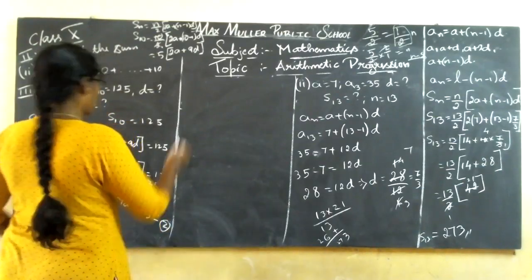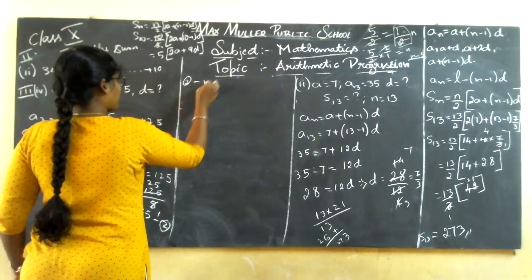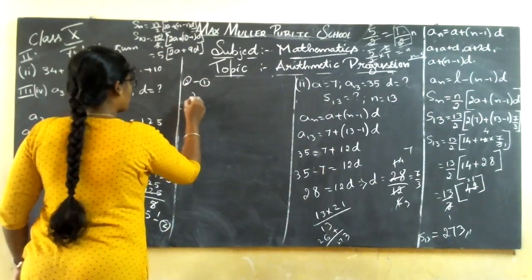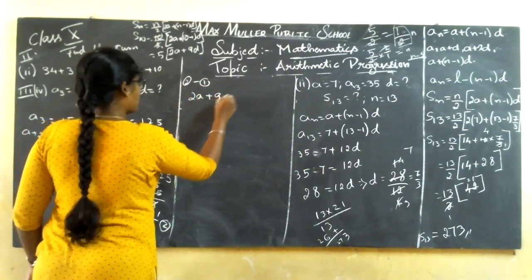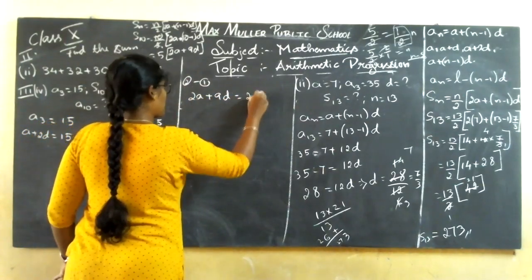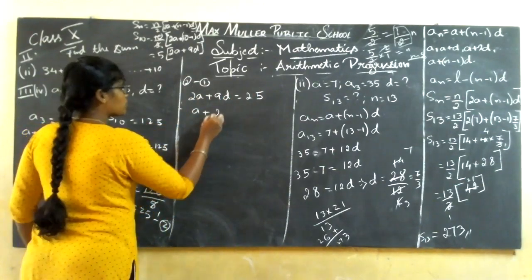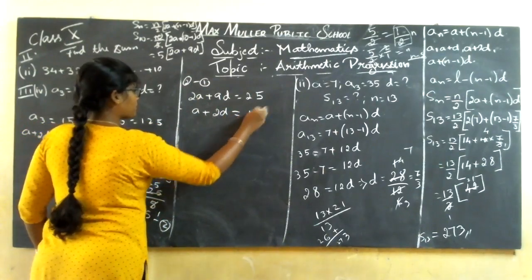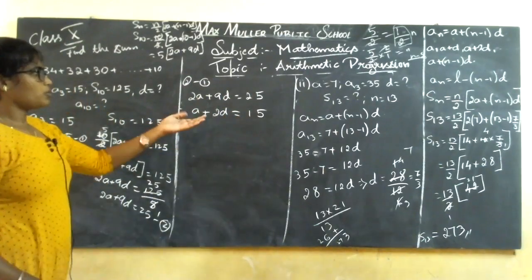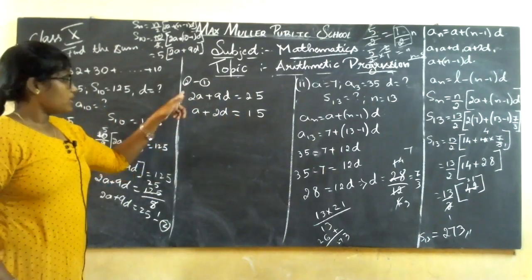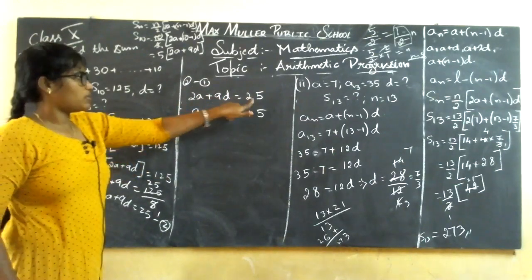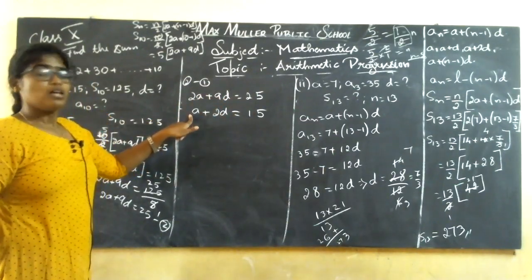If you subtract 2 from 1, what do you get? 2a plus 9d is equal to 25. a plus 2d is equal to 15. Now here you do not have anything to cancel, correct? Here it is 2a plus 9d is equal to 25. Here it is only a. So what are you going to do?